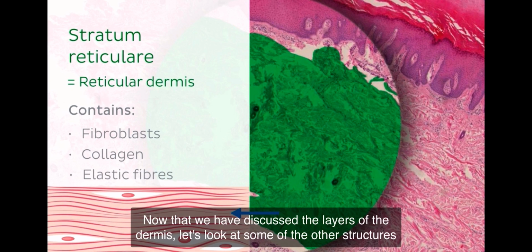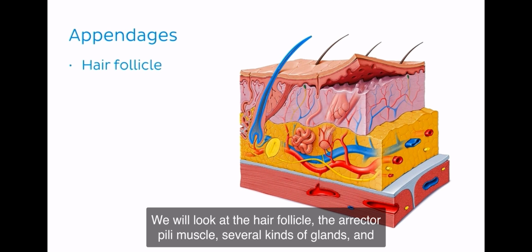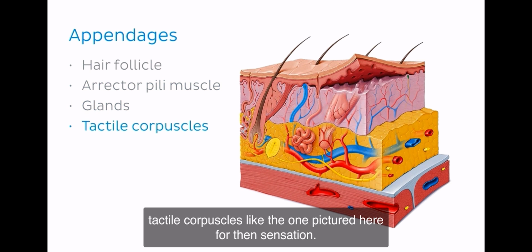Now that we have discussed the layers of the dermis, let's look at some of the other structures that can be found within the dermis. These structures are known as the appendages, and they serve various functions. We will look at the hair follicle, the erector pili muscle, several kinds of glands, and tactile corpuscles, like the one pictured here, for sensation.